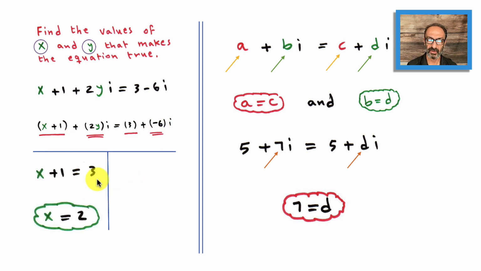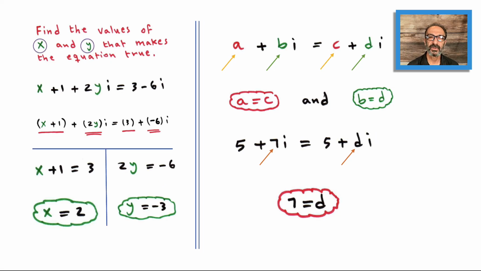That's going to give you subtract 1, subtract 1, x equals 2. And on the second part, 2y equals negative 6. Divide by 2, divide by 2. y equals negative 3. If you notice right here, my notes are clear with colors.